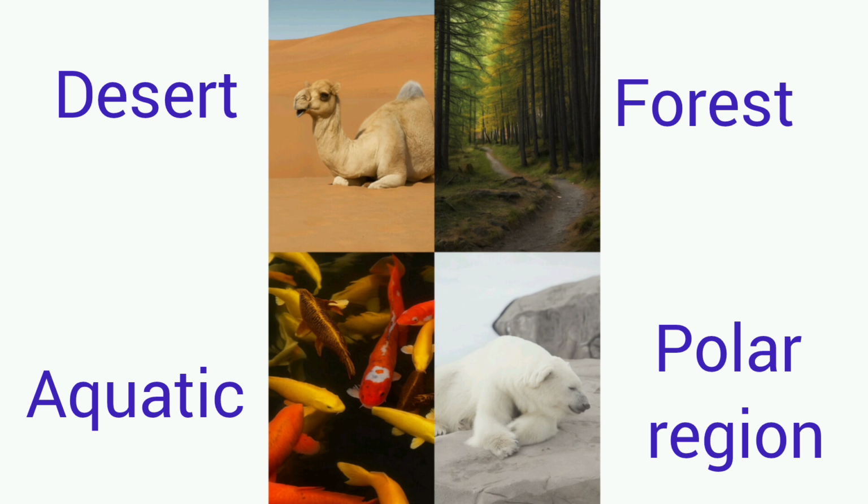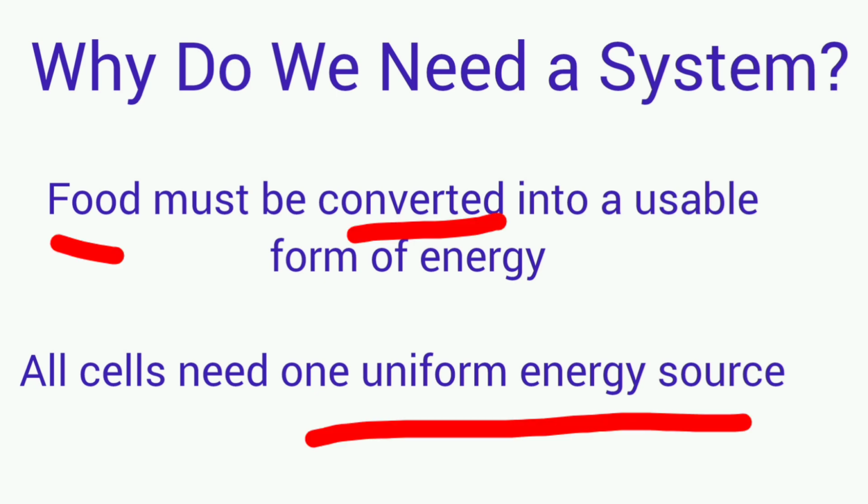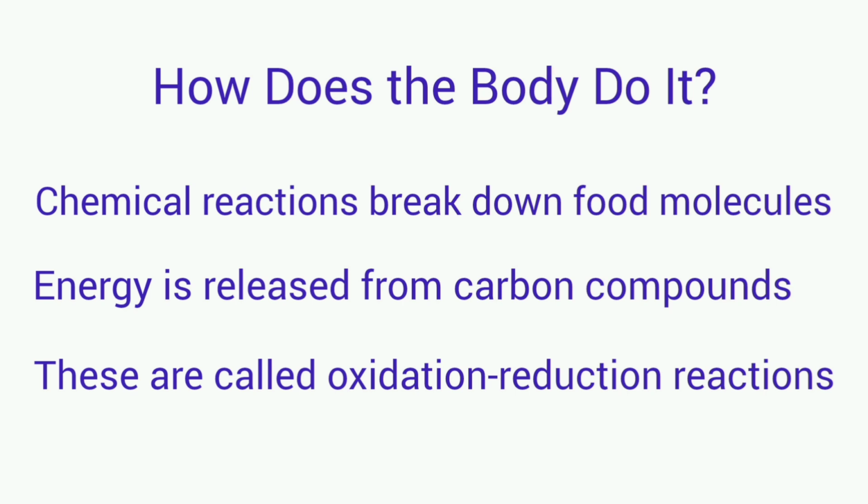That is why our body needs a special system to process whatever food is available and convert it into one uniform source of energy that all cells can use. And how does the body do this? Through a series of chemical reactions that happen inside us every second. And these reactions break down food molecules, especially carbon based ones, into simpler compounds and release energy stored within them. And these are called oxidation reduction reactions.